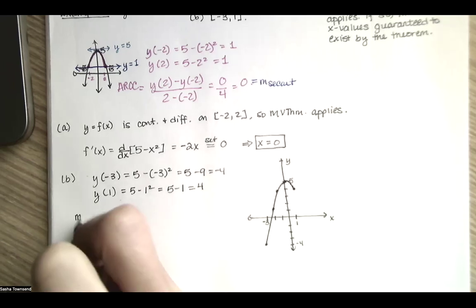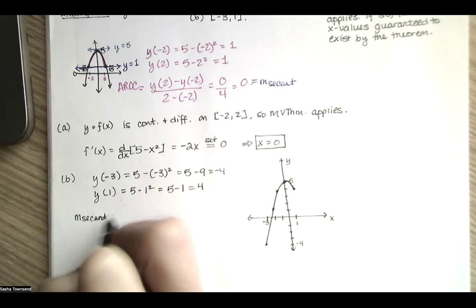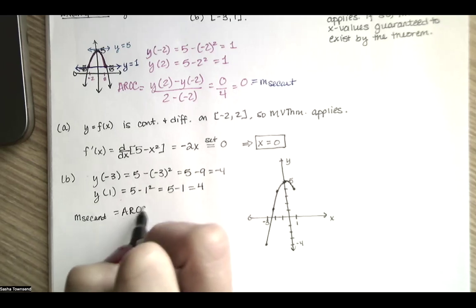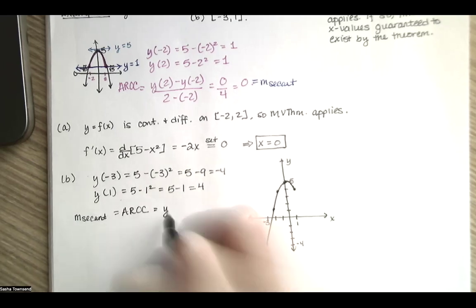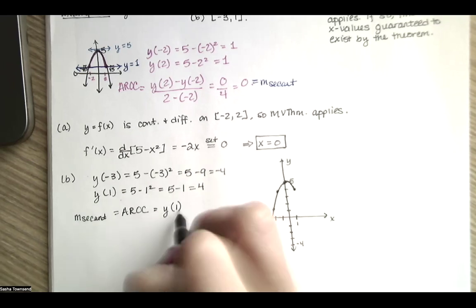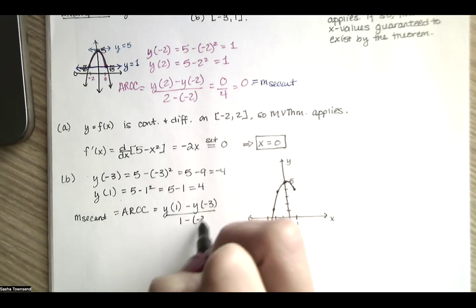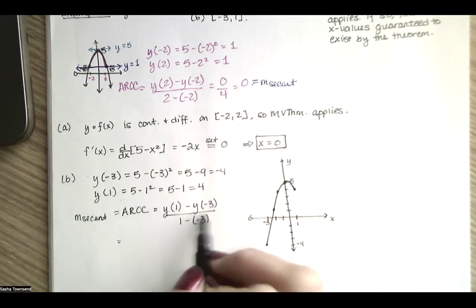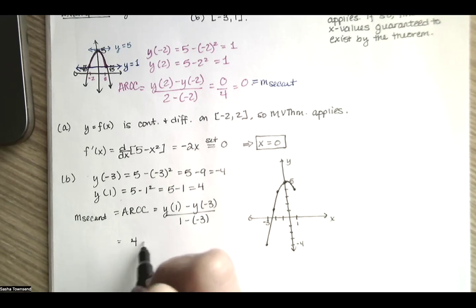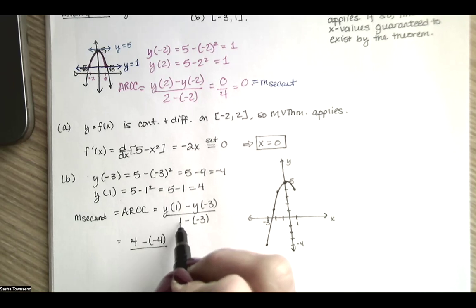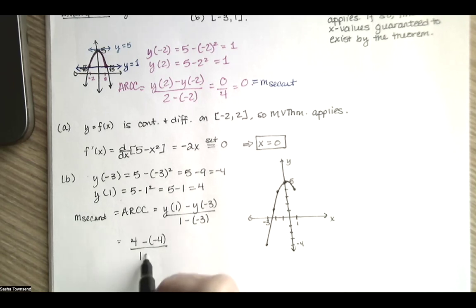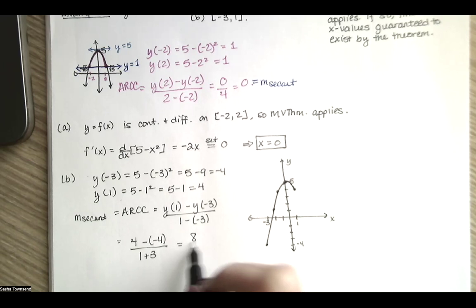Now, the slope of the secant line, also known as the average rate of change of the function on the interval, is y evaluated at 1 minus y evaluated at -3 divided by 1 minus -3. And y evaluated at 1 was 4, and we're subtracting -4 from that. And then we're dividing by 1 minus a -3, which is the same as 1 plus 3. So we end up with 8 divided by 4, or 2. If we want, we can graph that line.